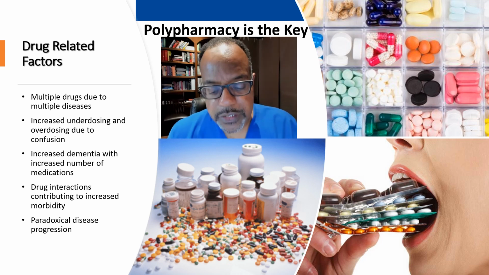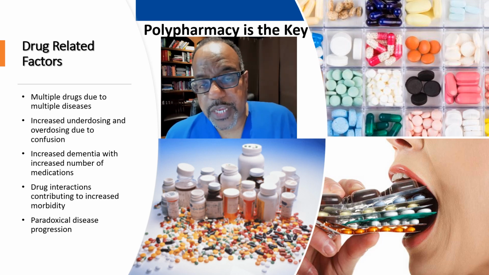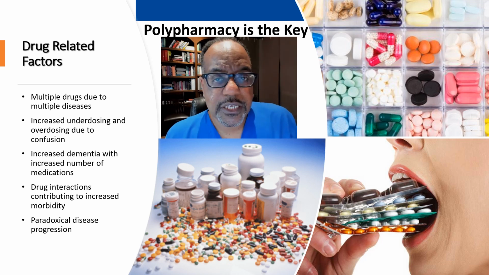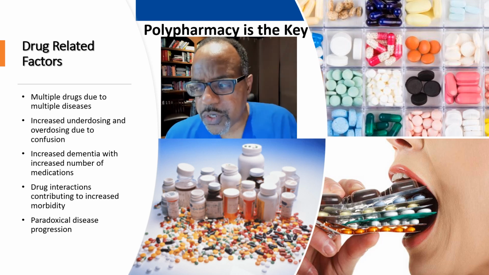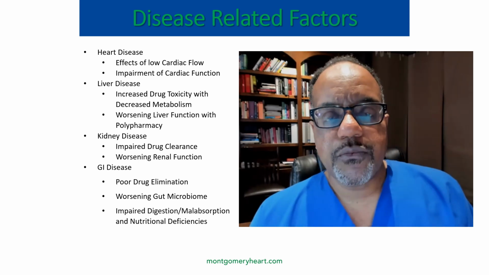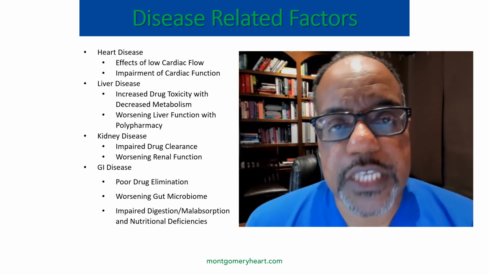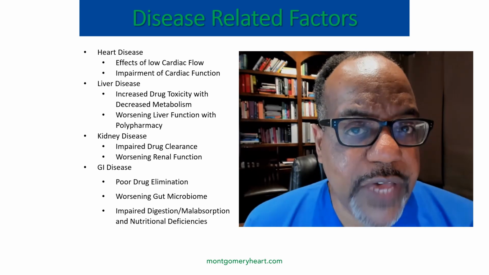And so that trial taught us a lot about antiarrhythmic drugs, and particularly class 1 antiarrhythmic drugs. So that's an example of a paradoxical progression, a progression of a disease that you're trying to actually suppress. So it's important to keep these things in mind with medications. Now, what are related factors? Well, heart disease, liver disease, kidney disease, and GI disease are all related factors.